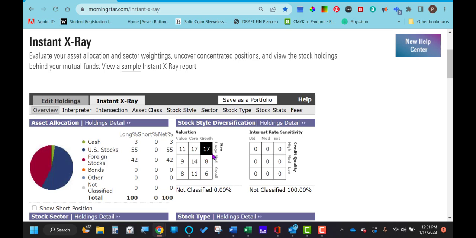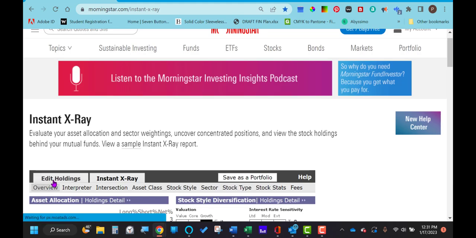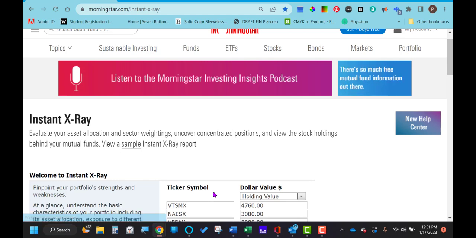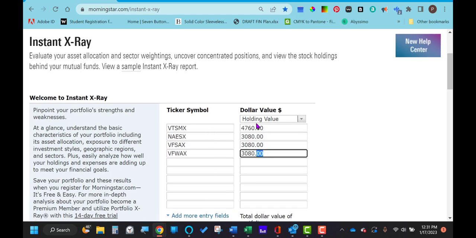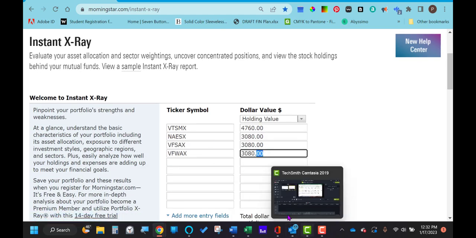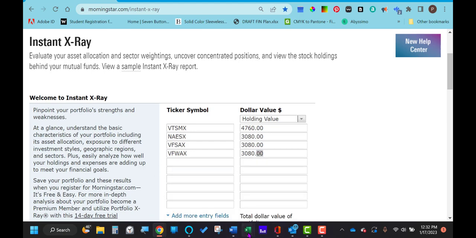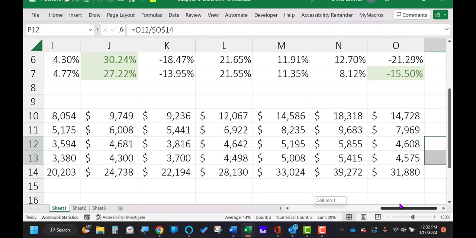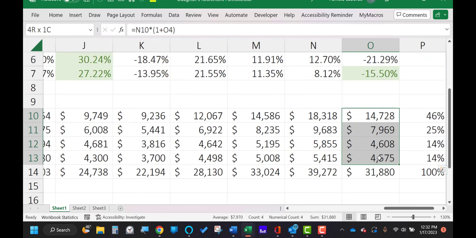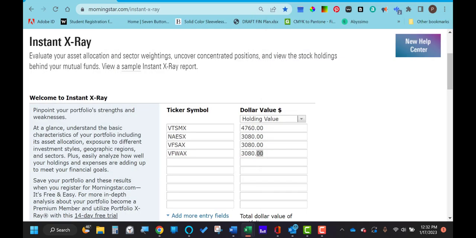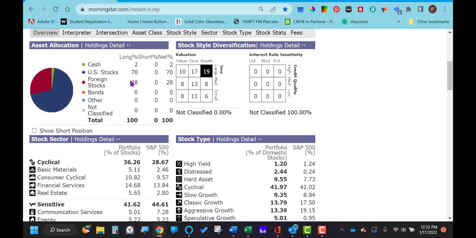So now I'm going to go back to Edit Holdings, and I'm going to change these values to reflect what the dollar amounts were for 2022. So essentially I'm going to come over here and input these values. Now I have those values inputted, and I'm going to re-examine my instant X-ray. So you can see before this was 55% in US stocks. I can't recall exactly what it was in foreign stocks. I think it was 44 or something like that.